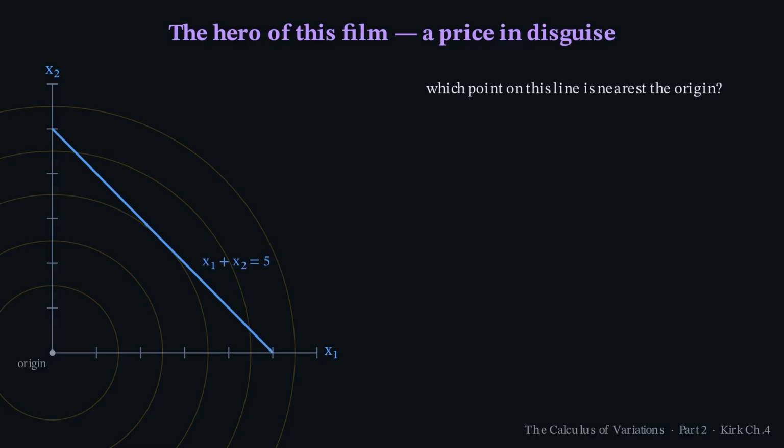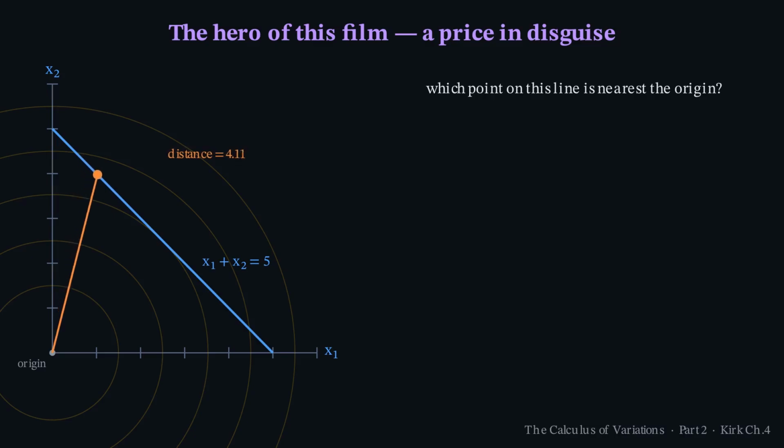Now we meet the hero of this whole film, a number that turns out to be a price in disguise. Let's earn it with the simplest problem I can think of. No curves yet, just two ordinary numbers, x1 and x2. Of all the points on the line x1 plus x2 equals 5, which one sits closest to the origin?